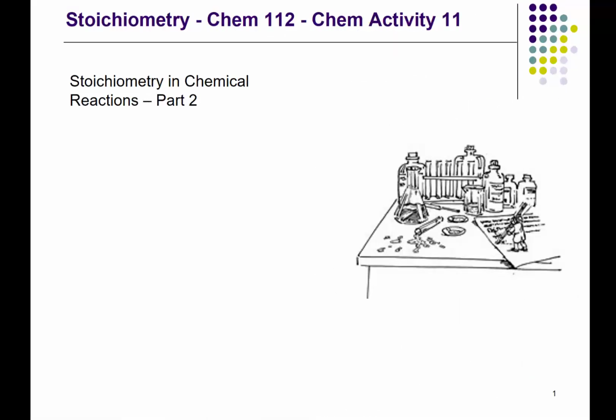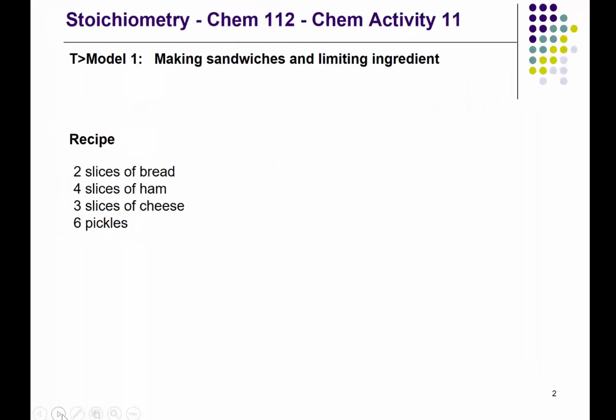In the ChemActivity 11 and the corresponding videos, we will revisit mass-to-mass stoichiometry in balanced chemical equations, but now from the context of trying to find out which reagent is limiting and how much of the other is in excess. To start off, let's use a little bit of an analogy. We're going to look at making sandwiches.